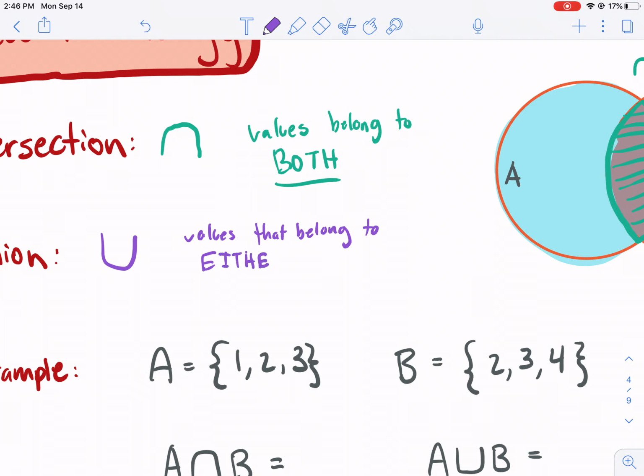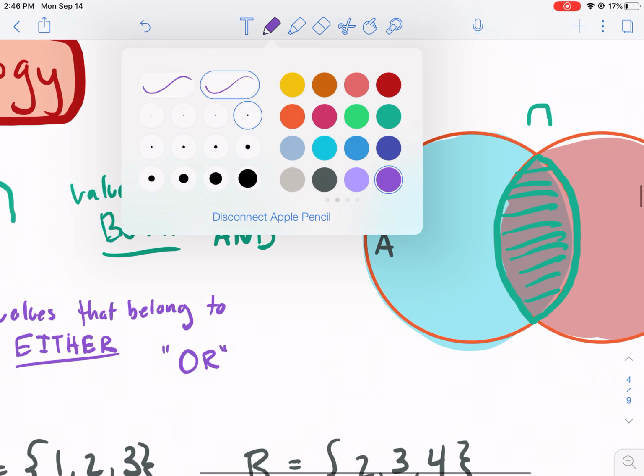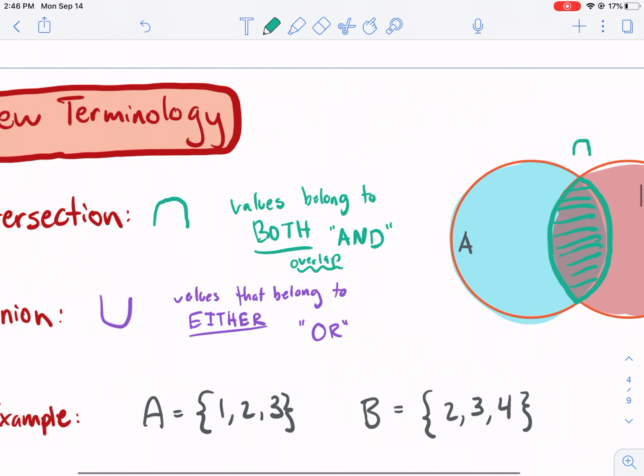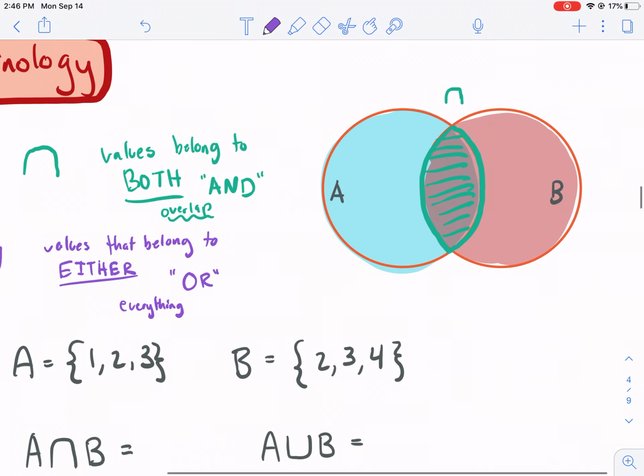What's the difference between both and either? Well, with intersection, we're using the word and. With union, we need to think the word or. It can belong to one or the other. With intersection, it has to be both, only where there's overlap. When we're talking about intersection, we're talking about overlap. Union, we're talking about everything that belongs to either set. So overlap versus everything.